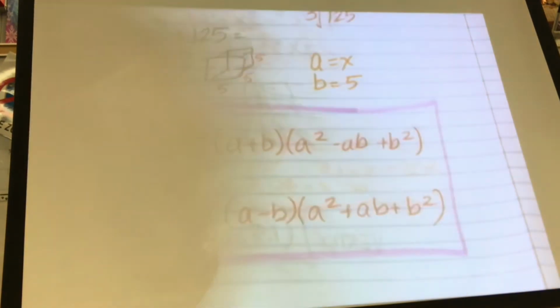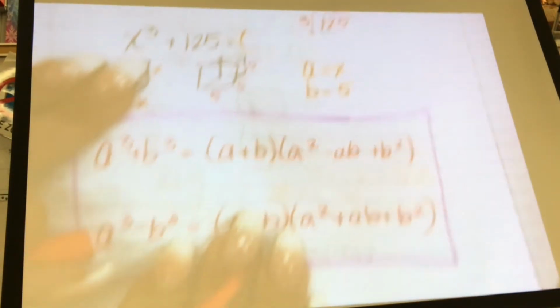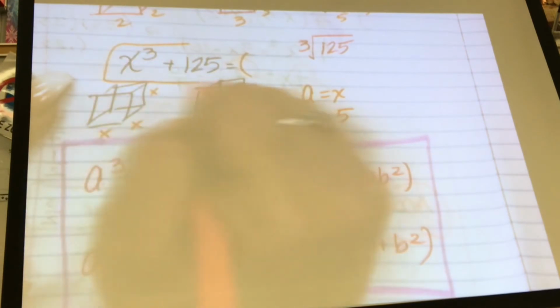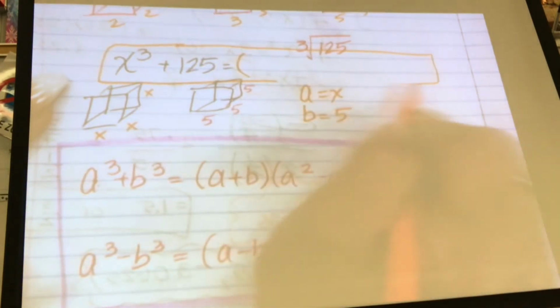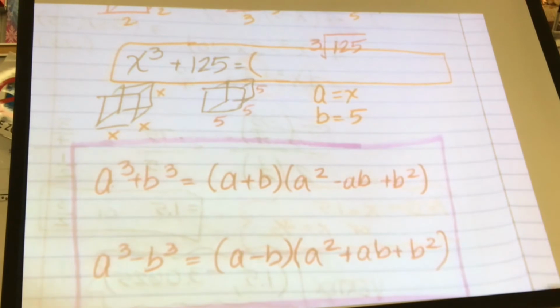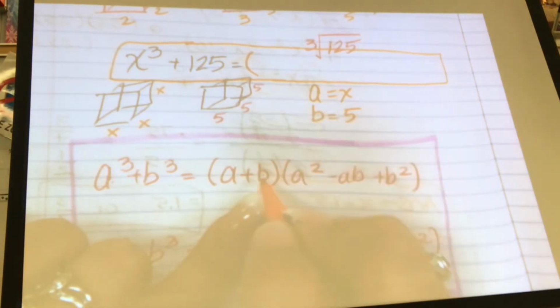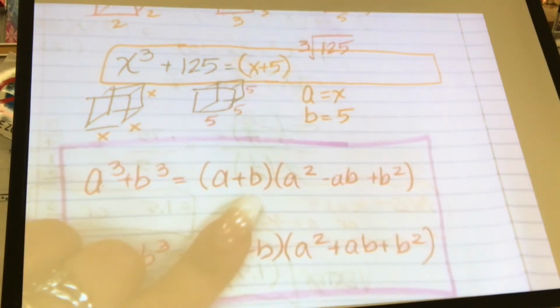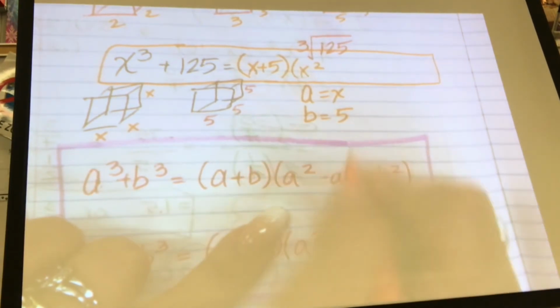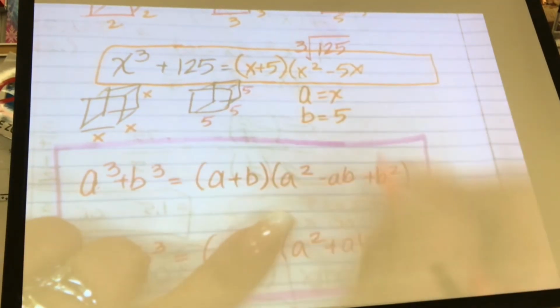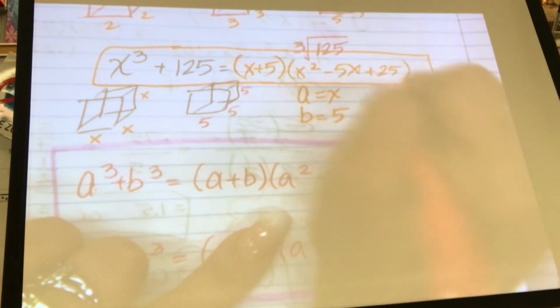All right, so watch. My answer to this, if I want to factor x cubed plus 125, let me box it up so you can see. I'm going to use this formula right here. A is x, B is 5. So I'm going to write x plus 5, times x squared, minus the product of the two, so that's 5x, and then plus b squared, which is 25.